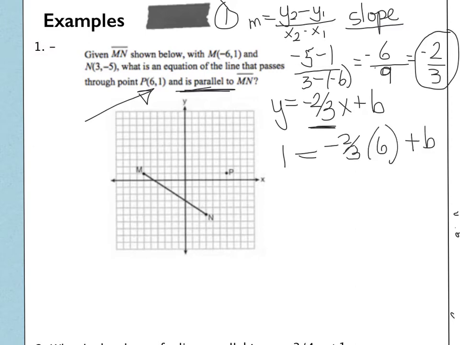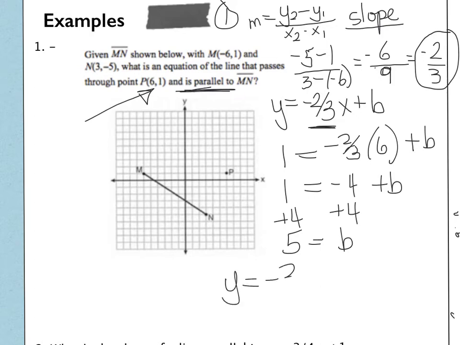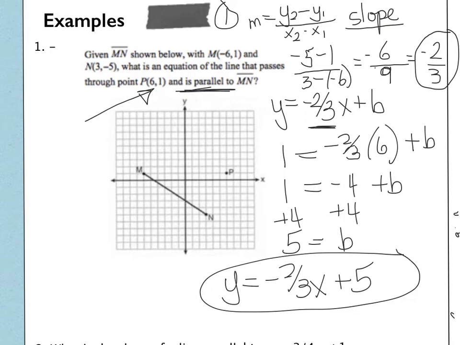See, I plugged it in. I plugged in 6 for x, and I plugged in 1 for y, and we're going to solve for b. I got that b equals 5, so now I'm ready to write my equation, which is y equals negative 2/3 x plus 5. And that's the equation of a line that will be parallel to the line MN that goes through point P. Example 2.